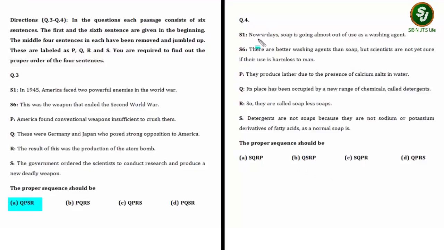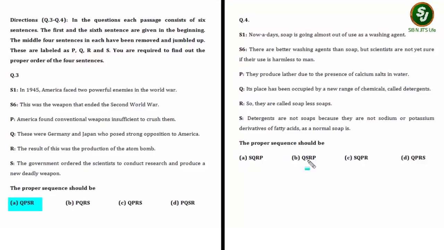Nowadays, soap is going almost out of use as a washing agent. Its place has been occupied by a new range of chemicals called detergents. Now, in this option, after Q, S is placed, and here after Q, P has been placed. So let's read S and P and see which sentence comes in the third place. Let's start with P. They produce lather due to the presence of calcium salts in water. This works, because this is the reason why soap is out and detergents are in.